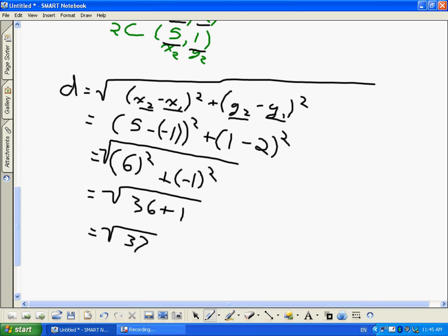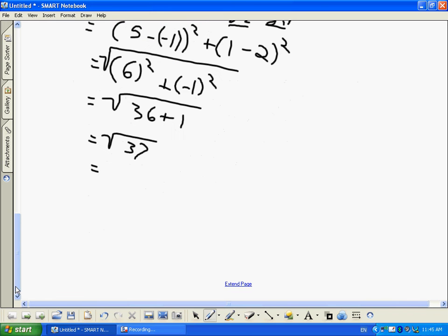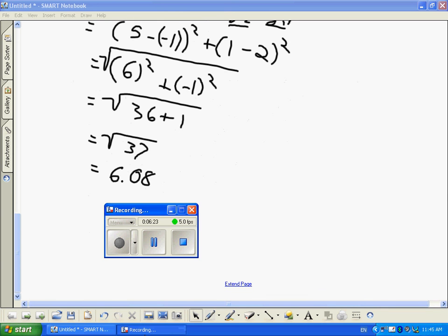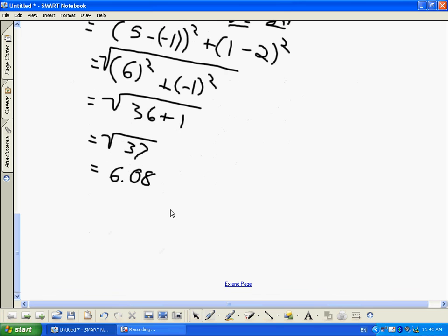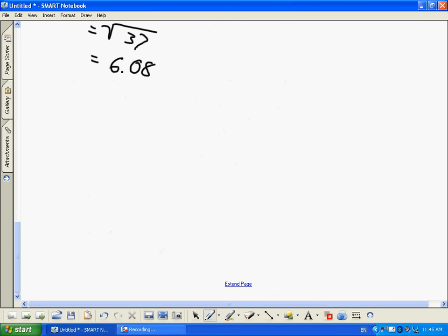Already I know, because I had a different root before, root of 34 and root of 37, two sides are different. So that already gets rid of equilateral triangle. I know it can't be an equilateral triangle. What is the root of 37? 6.08. So that is the actual distance of line segment BC. That's part of it. And finally, we have to do line segment AC.